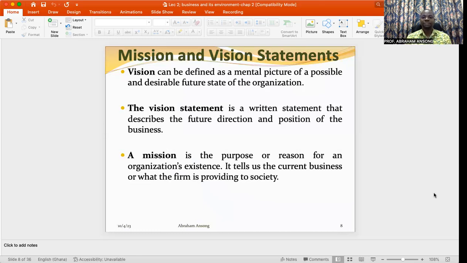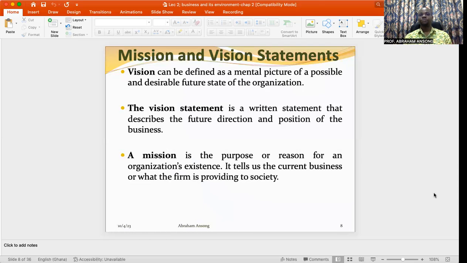Mission statement addresses the question, what am I doing now in order to be able to meet this vision that I have as an organization? So mission statement is your real purpose now. What are you really engaging in? What are you really doing as a business organization?